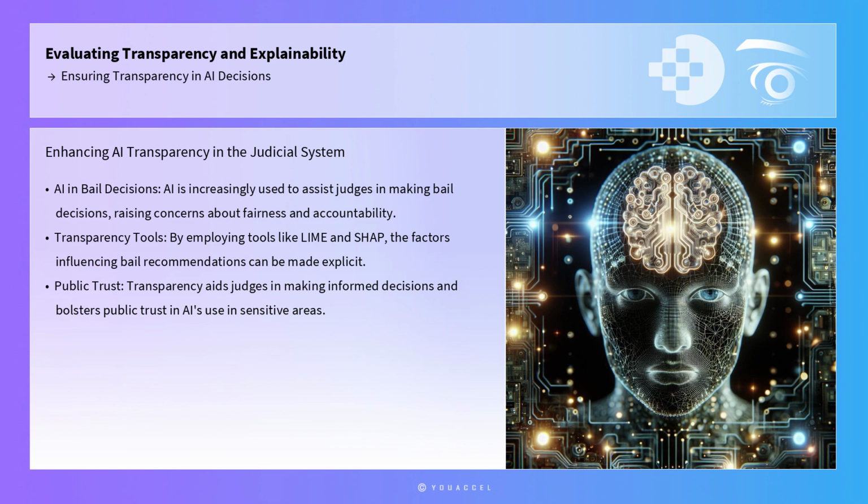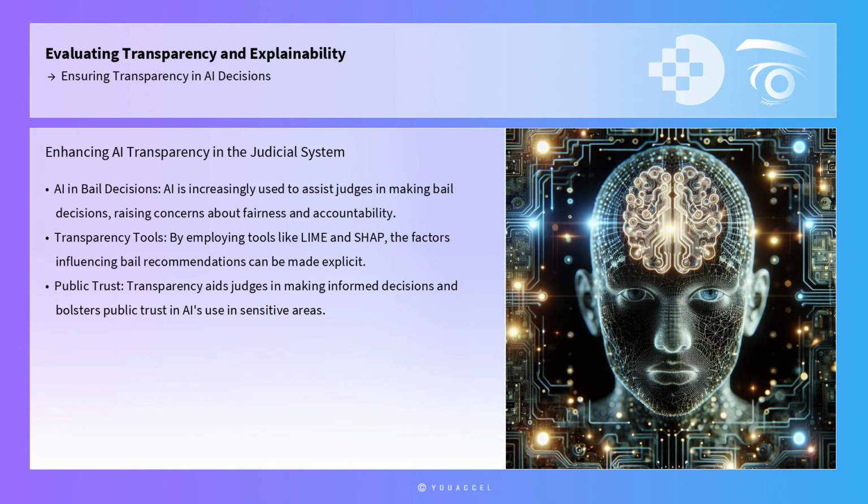A practical example of enhancing AI transparency can be seen in the judicial system, where AI is increasingly used to assist judges in making bail decisions. The use of AI in this context raises concerns about fairness and accountability, as opaque decision-making processes can lead to biased outcomes. By employing tools like LIME and SHAP, the factors influencing bail recommendations can be made explicit, allowing for greater scrutiny and fairness in the judicial process. Such transparency not only aids judges in making informed decisions, but also bolsters public trust in the use of AI in sensitive areas.